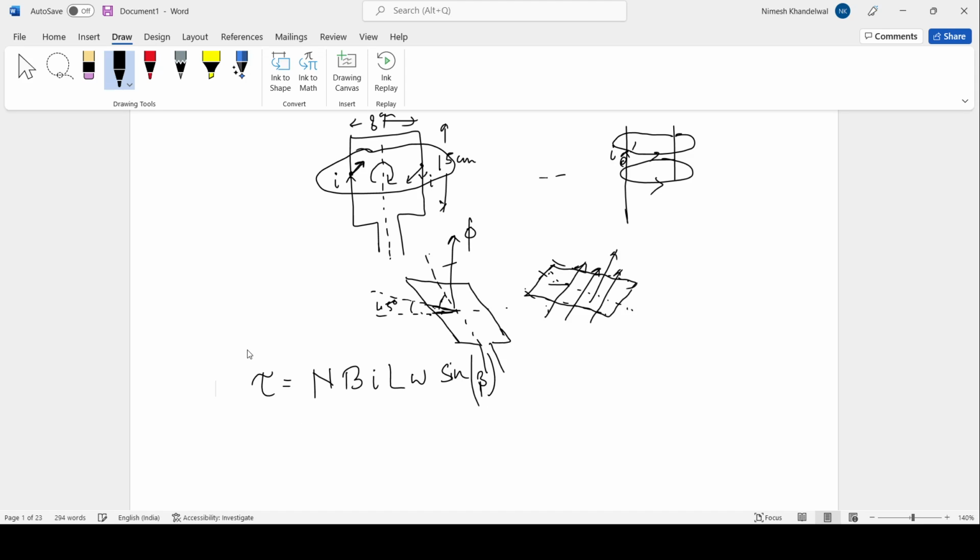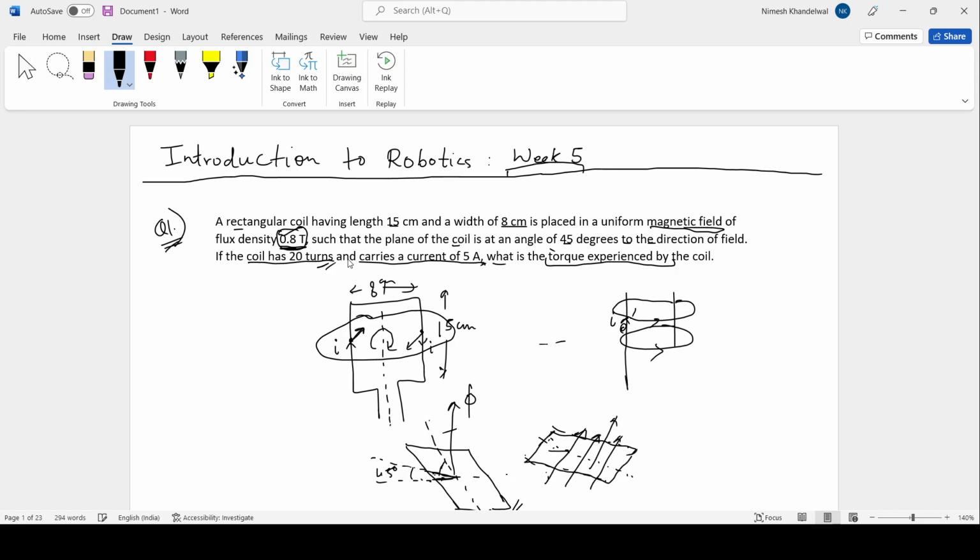Sine beta. So this result is of course for a rectangular coil with multiple turns. Basically, N here is the number of turns, and it is given that it is 20 turns. It is given in the question.